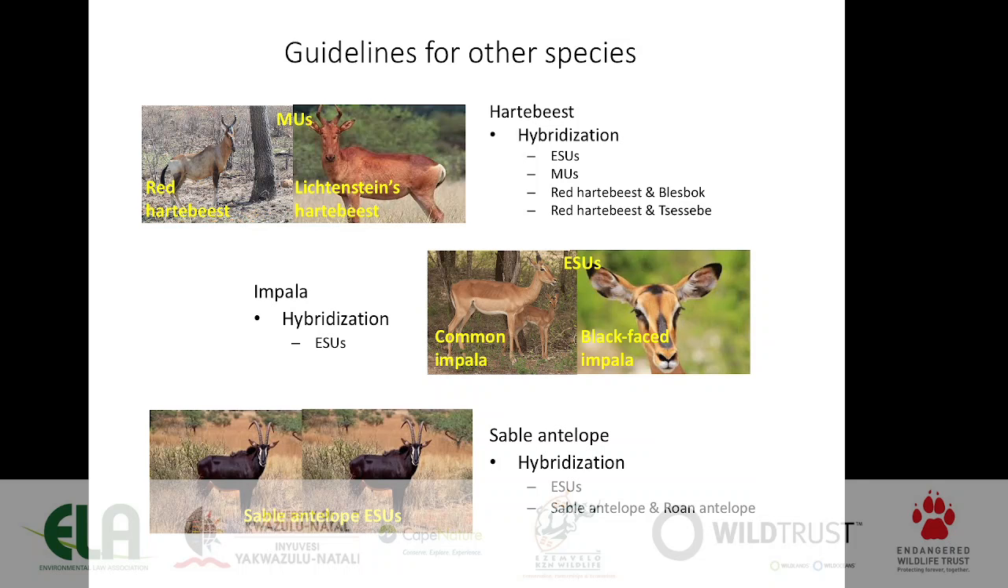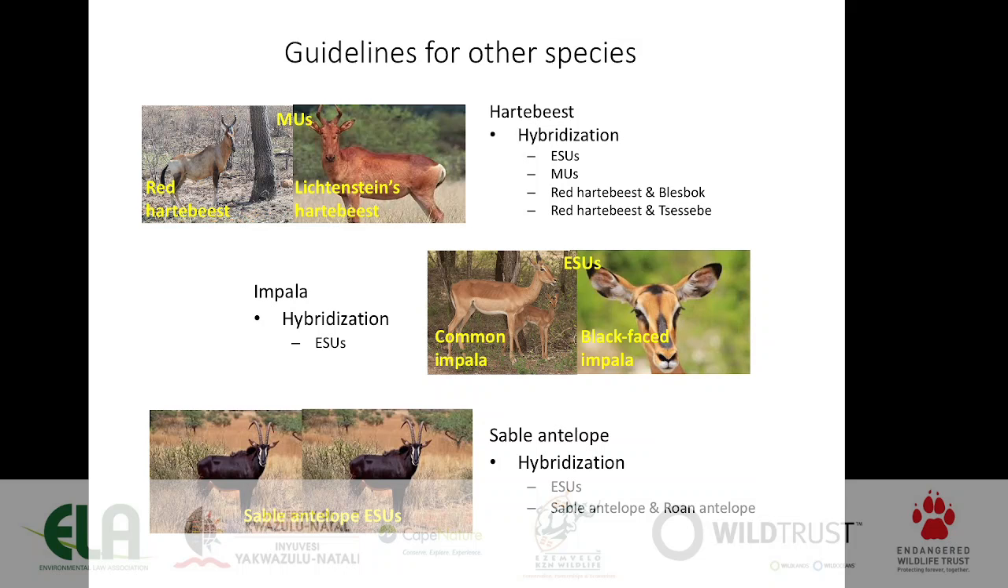There's also a concern of hybridization between red hartebeest and blesbok as well as red hartebeest and tsetse. Hybridization between these different species occurred due to a lack of conspecific mates on properties where both species were kept.